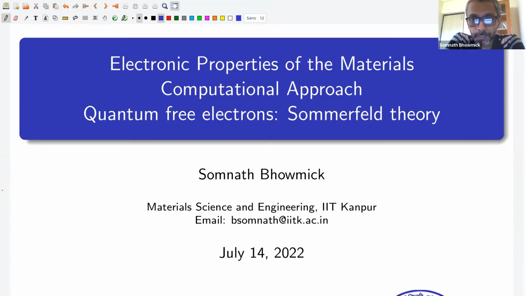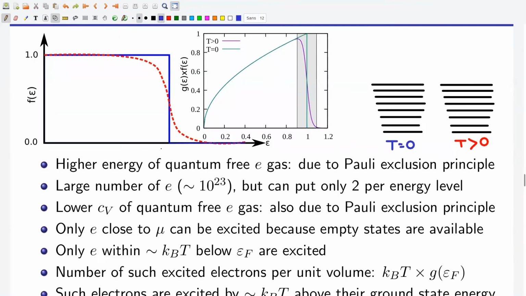Hello friends, in this lecture we continue our discussion on quantum free electrons and Sommerfeld theory. Let us try to understand the difference of CV in case of quantum and classical electron gas.